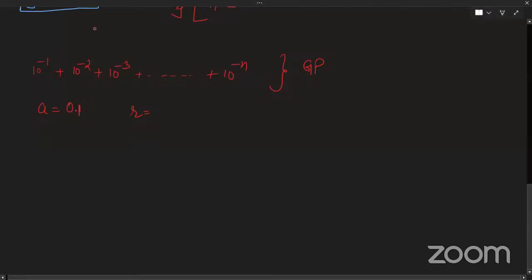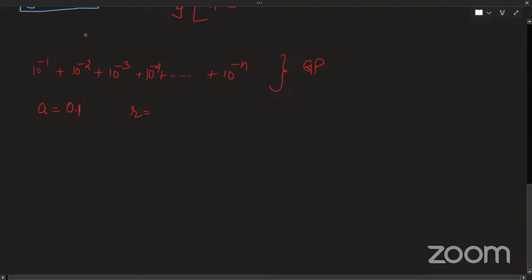What is common ratio, first of all? Tell me. What is meant by the term common ratio? Difference between A2 and A1 and A3. Difference? Are you sure it is difference? Difference is in AP. It is the ratio of two consecutive terms. Yes, sir. So what is the ratio of two consecutive terms that you take in this GP?